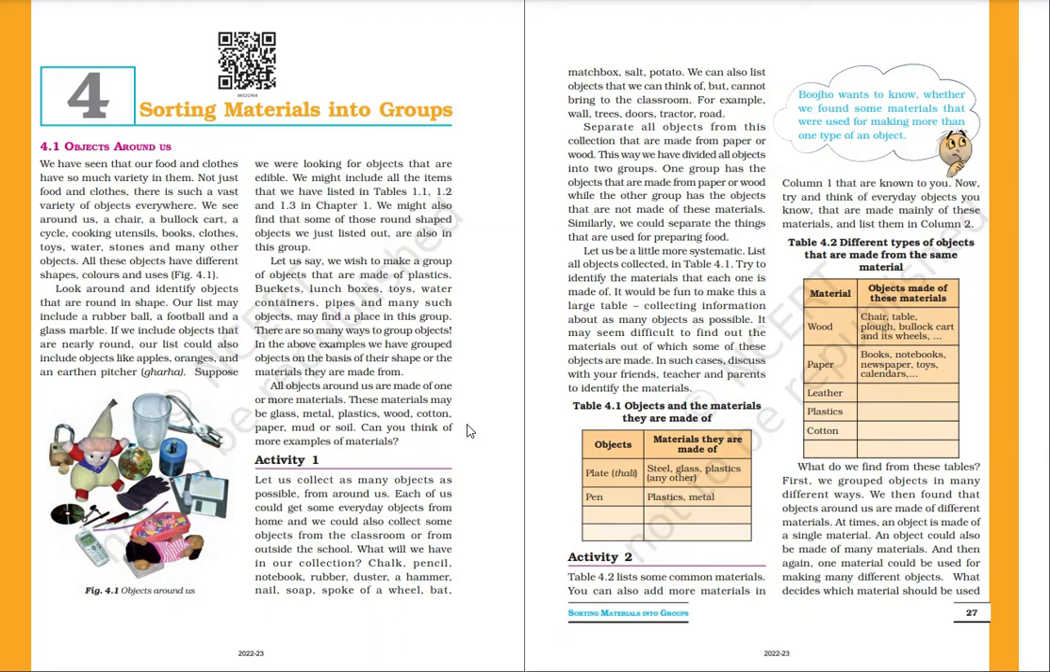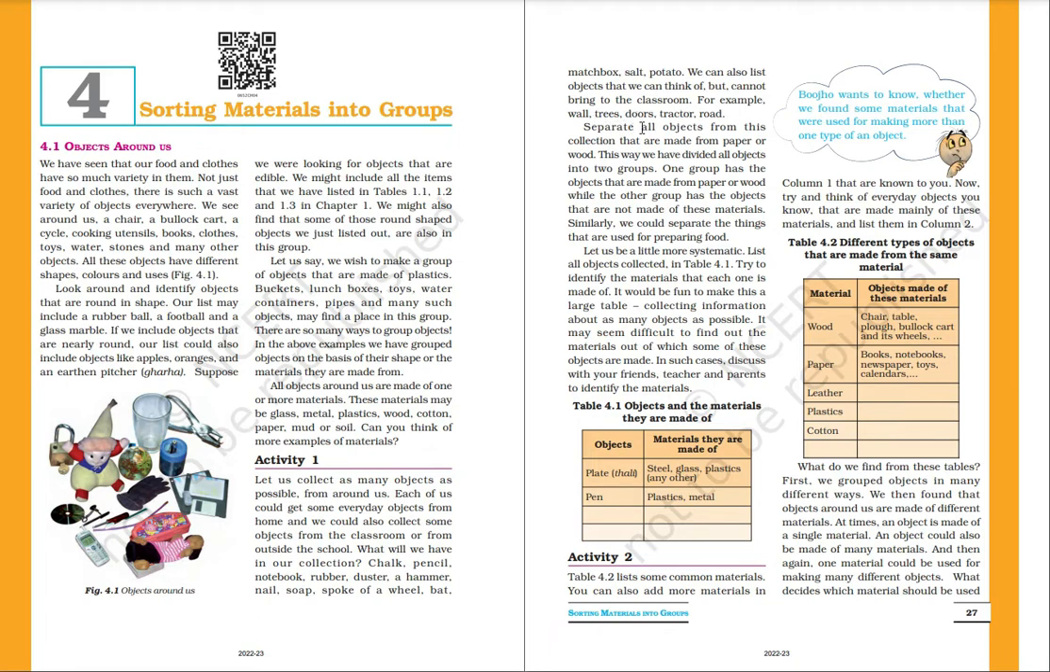Activity 1. Let us collect as many objects as possible from around us. Each of us could get some everyday objects from home, and we could also collect some objects from the classroom or from outside the school. What will we have in our collection? Chalk, pencil, notebook, rubber, duster, a hammer, nail, soap, spoke of a wheel, bat, matchbox, salt, potato. We can also list objects that we can think of but cannot bring to the classroom. For example, wall, trees, doors, tractor, road. All of these are objects.